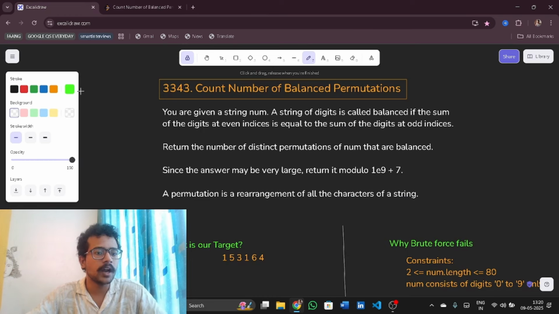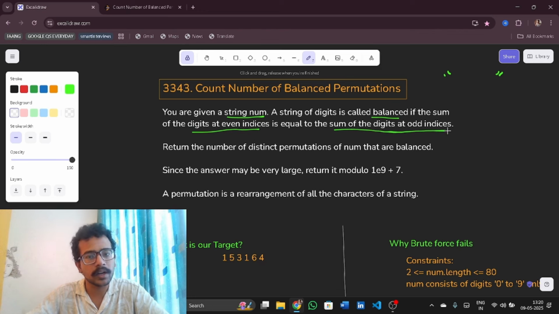Let's dive into the question. We are given a string num, and I am here to make the question and the explanation clear for you. A string of digits is called balanced if the sum of the digits at even indices is equal to the sum of digits at odd indices.